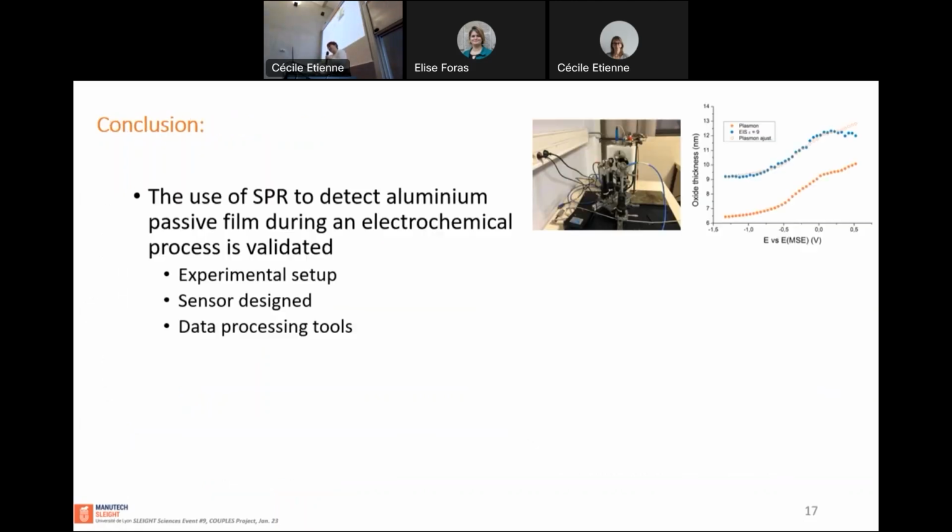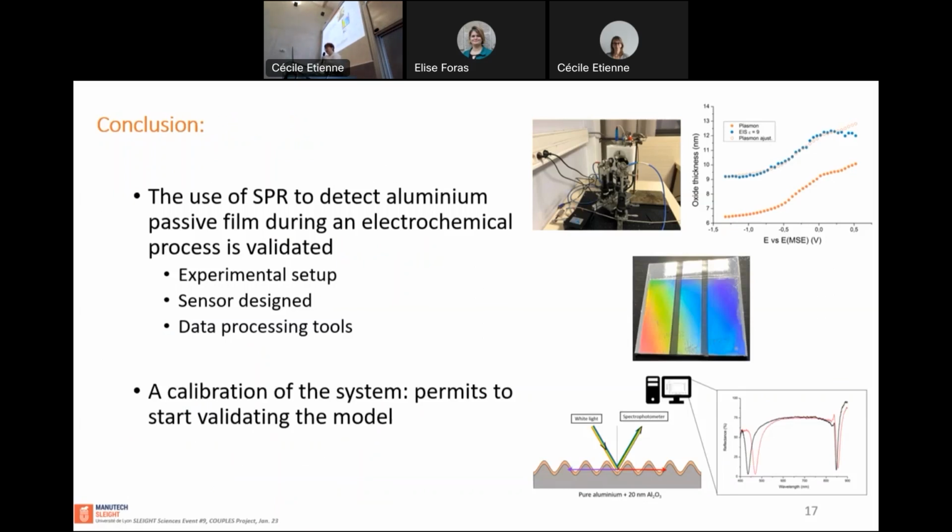So in conclusion, during this project, we were able to use SPR in order to detect aluminum passive film during an electrochemical process, and it has been validated with the creation of an experimental setup. We have designed the sensors and done some data processing tools. And we have started a calibration of the system in order to start to validate the model. And well, some measurements are still ongoing, but it's quite promising for the moment.